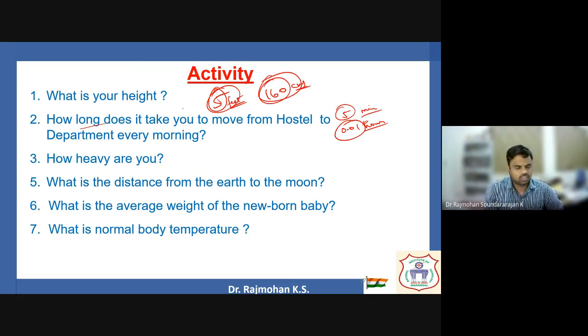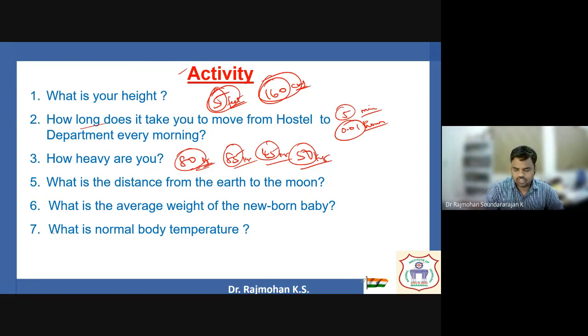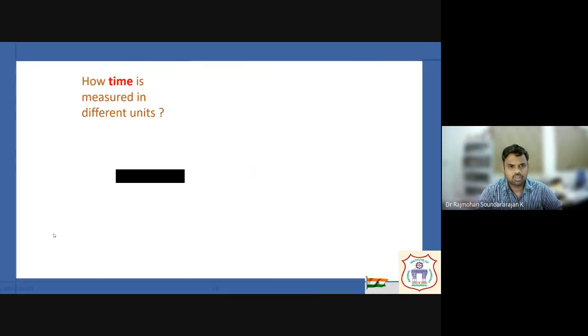That is the objective why I asked you to do this activity. How heavy are you? Some people will say I am 80, I am 85, I am 45, I am 50. So without a unit it also has no meaning. So that way it is important that whatever numerical value we are saying, it should be combined with a unit. Okay, so you can try to write these general knowledge questions. What is the distance from the earth to the moon? What is the average weight of a newborn baby? What is normal body temperature?